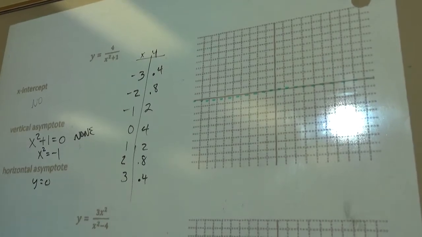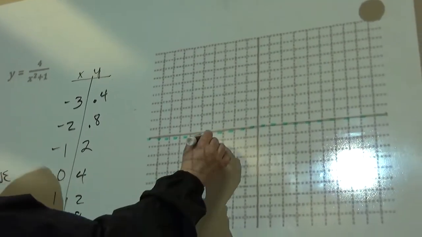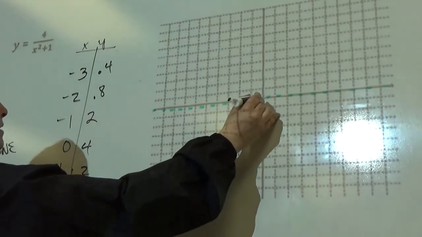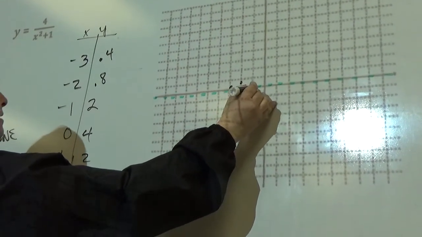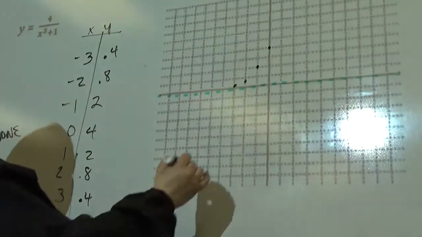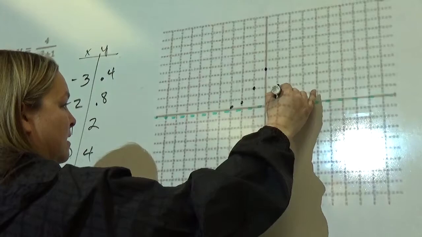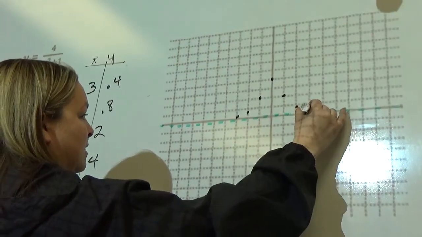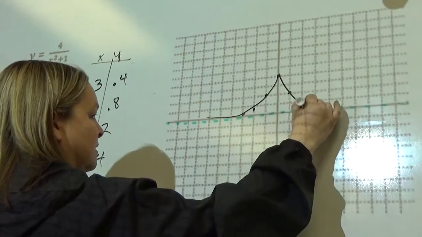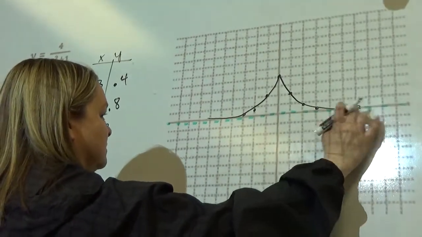So let's graph those points. Here, -3, 0.4, -2, 0.8, -1, 2, 0, 4. Graph does something like this.